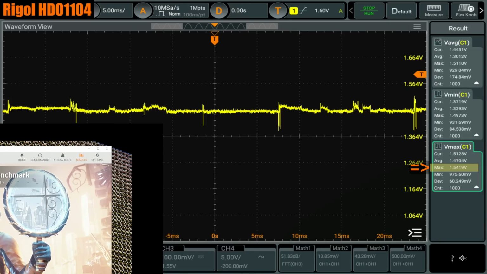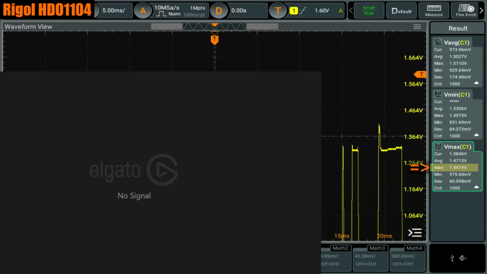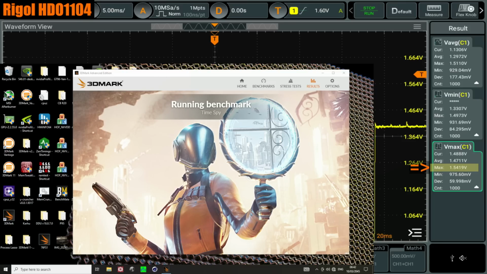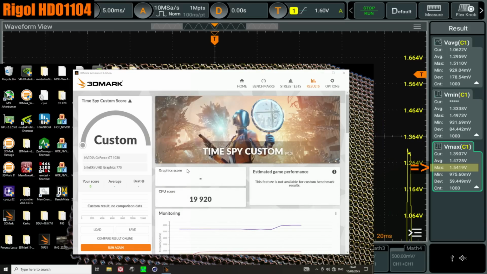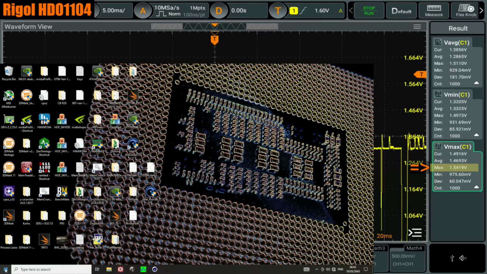Yeah, you can see some pretty high voltages there, but nothing above 1.55. So, yep. Looks like it's working as intended.